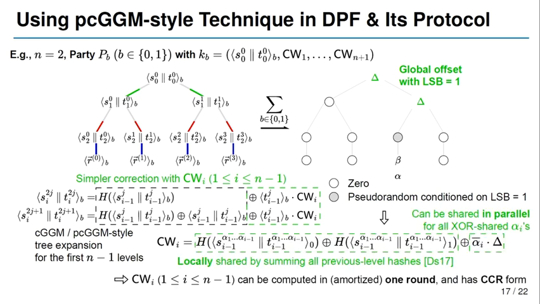And this property has a benefit for each CW for each of the first n-1 levels, in that the first part of each CWi can be locally shared by the two parties using the black box evaluation technique, and the second part of each CWi can be securely computed in parallel for all of the first n-1 levels. As a result, each CWi can be securely computed in amortized one round and has CCR form to ensure its pseudo-randomness.